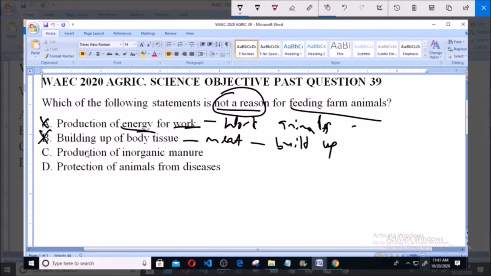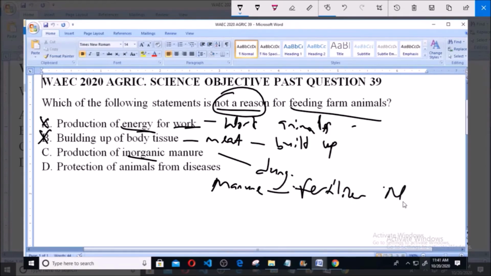Now option C says production of inorganic manure. The keyword to note here is inorganic, because you can actually obtain manure from animals, that is the animal dung. However, it says inorganic manure. Inorganic manure is basically manure that is not made up of organic products, like fertilizers, for example NPK, which is classified as inorganic manure, or artificial manure.